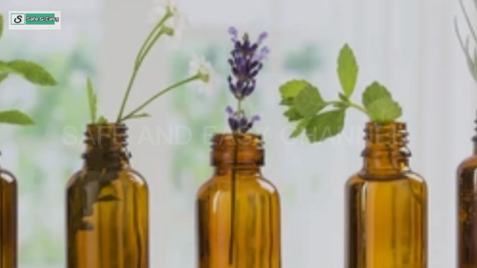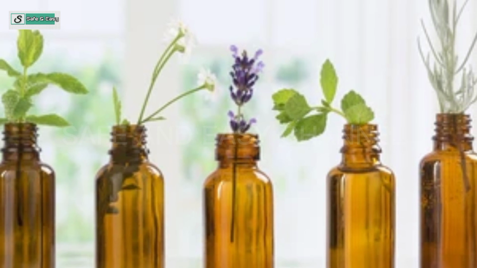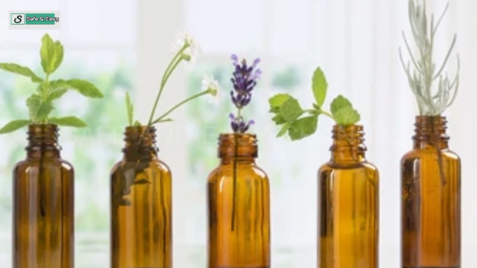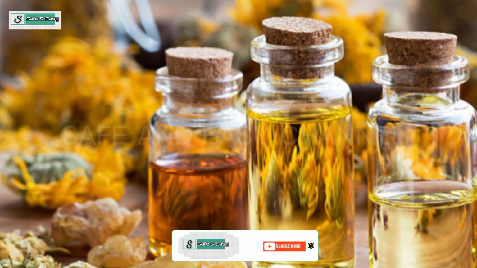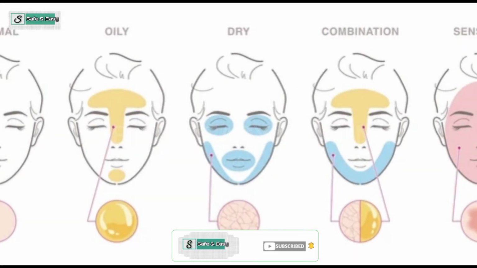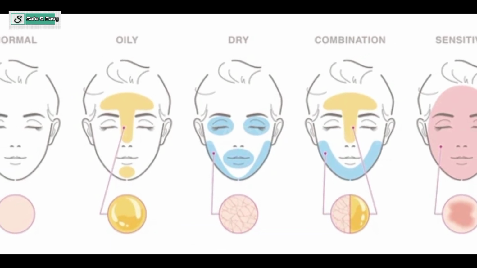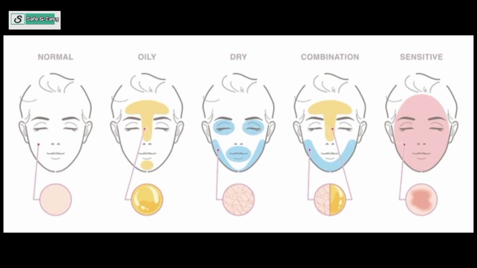Essential oils are plant extracts made from flowers, leaves, and seeds. Some may have properties that can treat certain skin conditions. If you're interested in trying essential oils specific to your skin concerns, there are 5 types of healthy skin: normal, dry, oily, combination, both oily and dry skin, and sensitive.